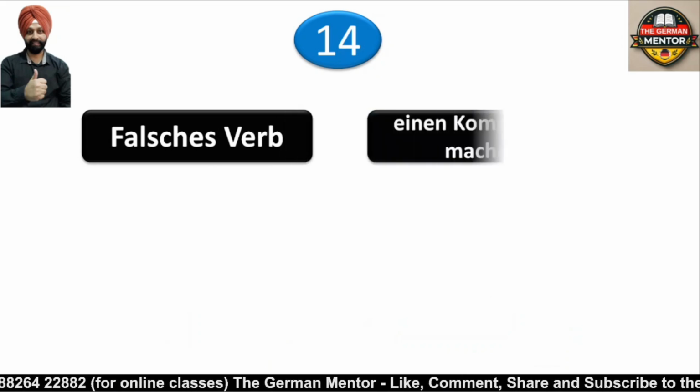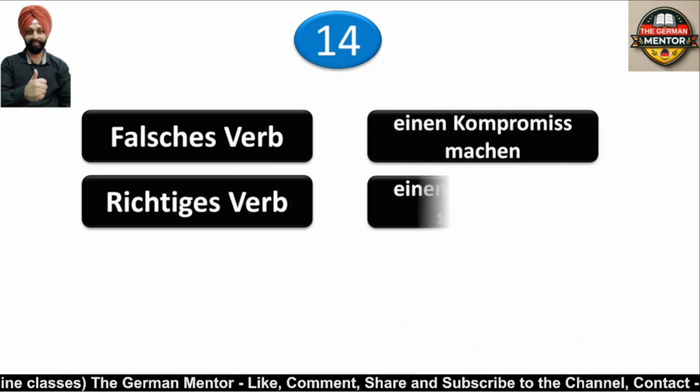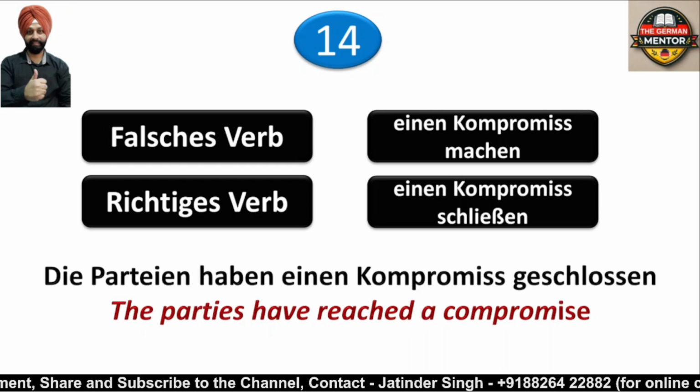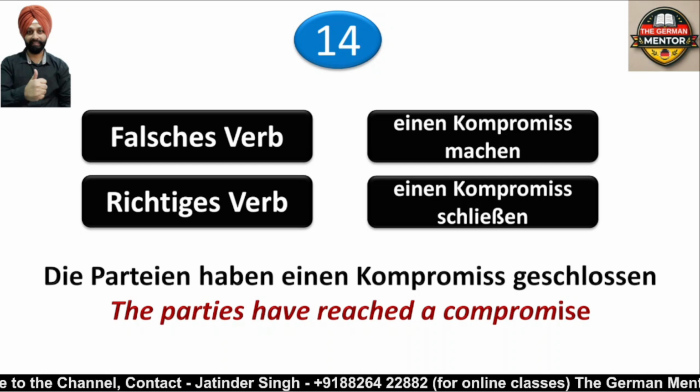The wrong combination, einen Kompromiss machen, but we need to use einen Kompromiss schließen. Zum Beispiel, die Parteien haben einen Kompromiss geschlossen. The parties have reached a compromise. In this example, I have also used the perfect tense. If you want to make the same sentence in present, you can also make that.